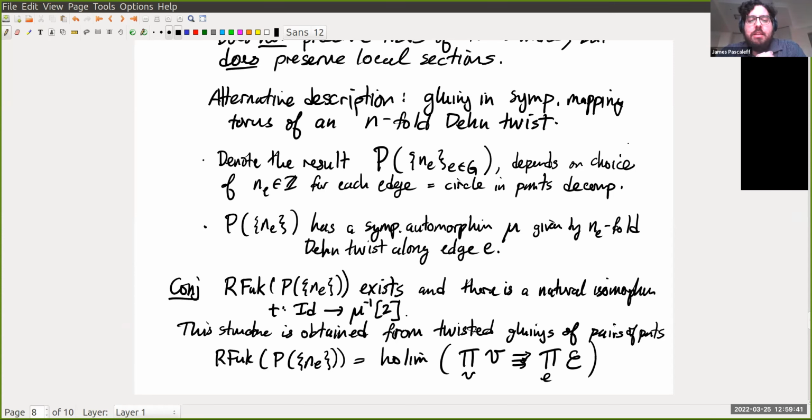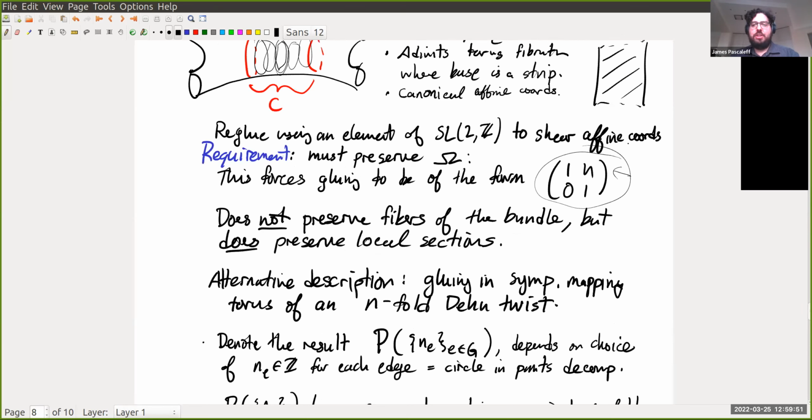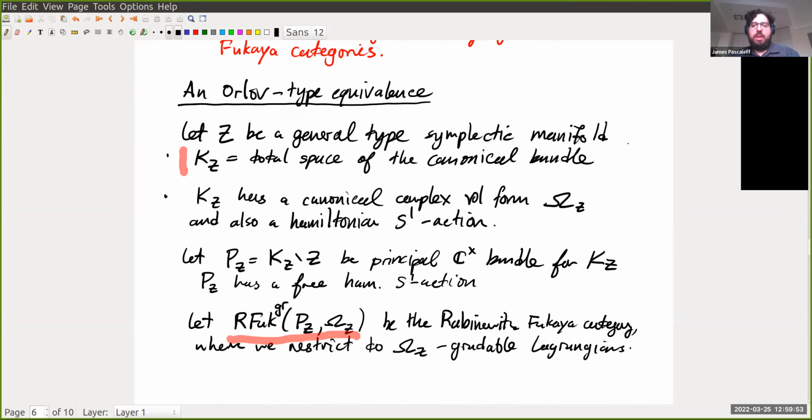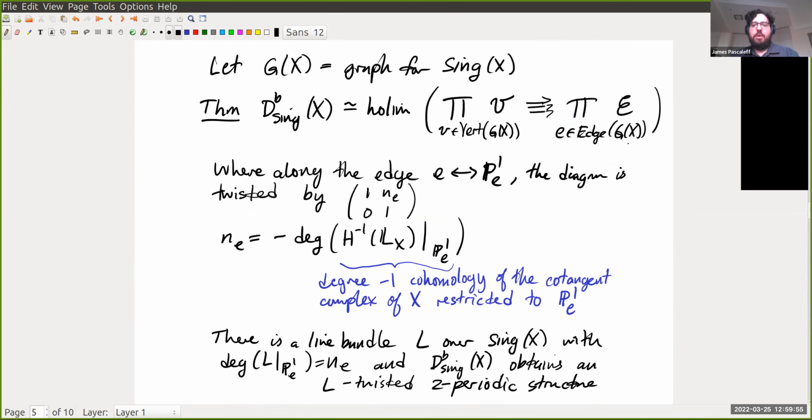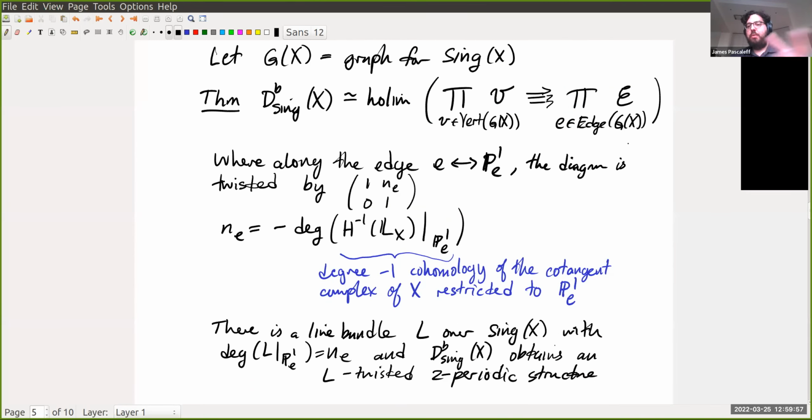And that's the first part of the conjecture, that this actually makes sense. And also that the structure just described is obtained from the twisted gluing. In other words, it does actually match the mirror story here, where you had the normal crossing surface.